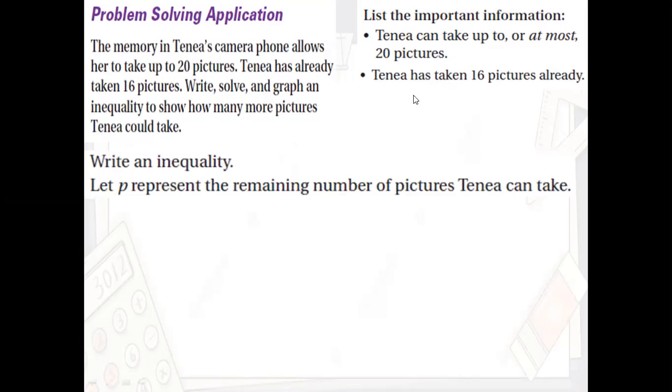There's another piece of information. So let P represent the remaining number of pictures Tinia can take. So we don't know how many more Tinia can take. We know because it's an easy number, right? We know she can take 4 more, but then it has to be a proof. You have to do it properly in a mathematical way. So we say we don't know. So let P be the number of photos she can take more.